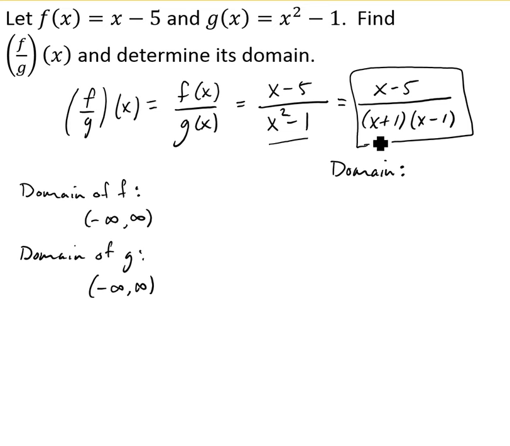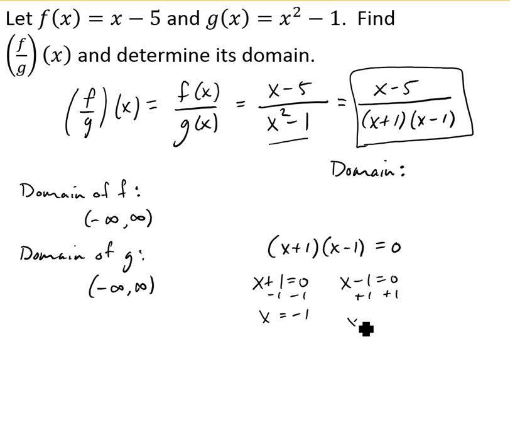And so I can't plug anything in for x that would make that denominator 0, because dividing by 0 is undefined. And so we want to take our denominator, and I'll go ahead and take it in the factored form, and set it equal to 0. Just solve that equation. Those solutions will be the values that I have to leave out of the domain. And so if I take each of these factors and set them equal to 0, I get solutions of x equals -1 and x equals +1. So those are the only two numbers that we're not allowed to plug in.